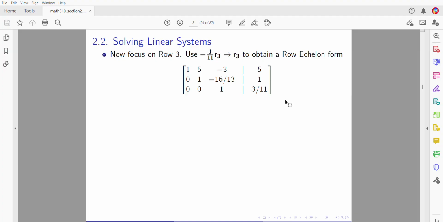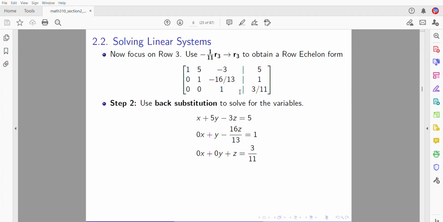Now you are going to use back substitution. What does that mean? Well, rewrite this if you like with variables back. X plus 5y minus 3z equals 5. 0x plus 1y minus 16 over 13z equals 1. 0x, 0y, 1z equals 3 over 11. So you got z. So this is why we call it back substitution. You got the last variable first.